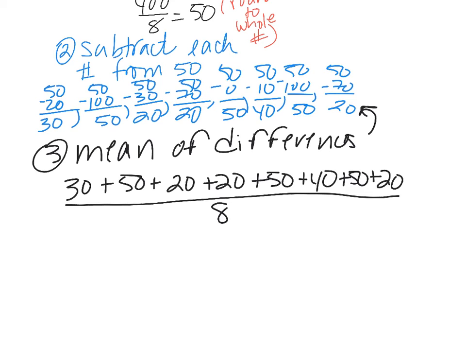So, oops, need a pen. My mean absolute deviation is 35. That's a pretty big mean absolute deviation. So that tells me my data varies quite a bit.